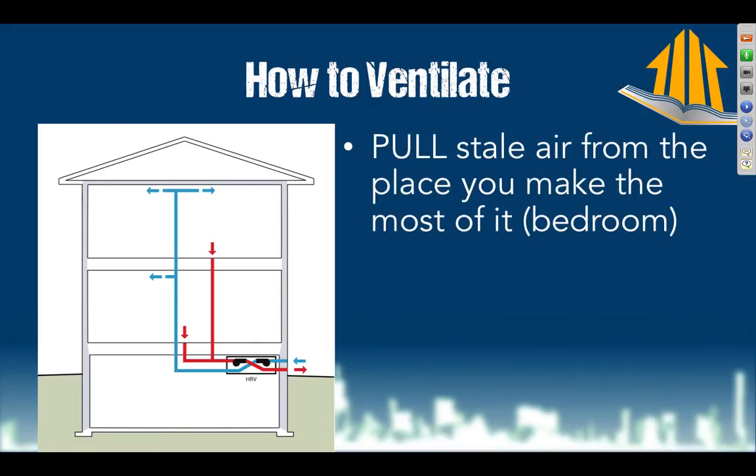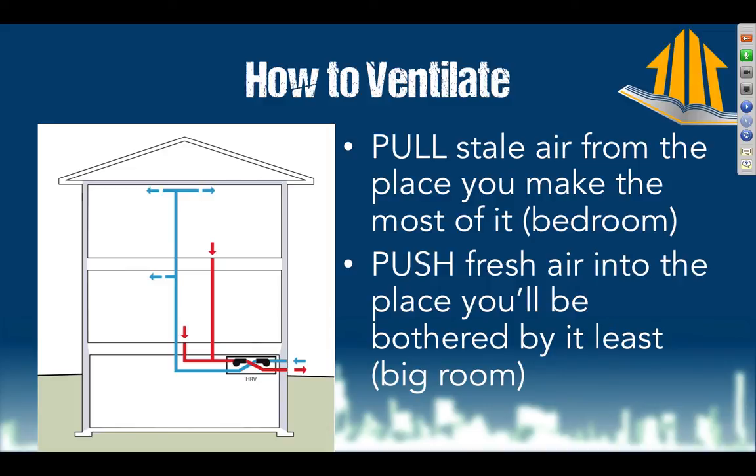So remember that in general, you can use one of 4 strategies. What we're doing is pulling stale air from the place that we make the most of it, and since we already have spot exhaust in the bathroom and in the kitchen, we're going to be exhausting out of the bedroom. And the little sleeping loft, we don't want that to get stale, because that would be bad.